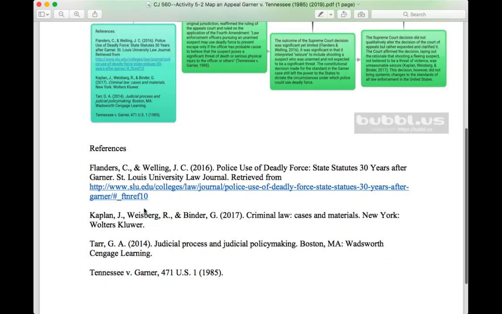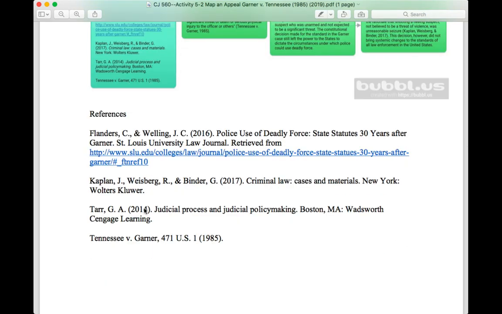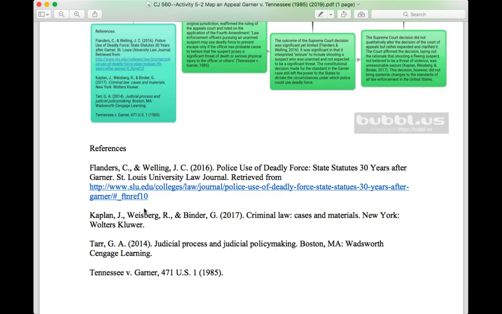References here are laid out, explaining some of these books and different legal studies, looking back on the case, and then of course the case itself.